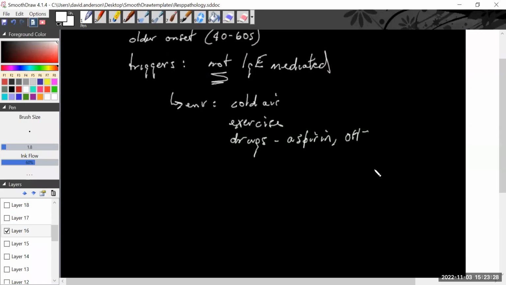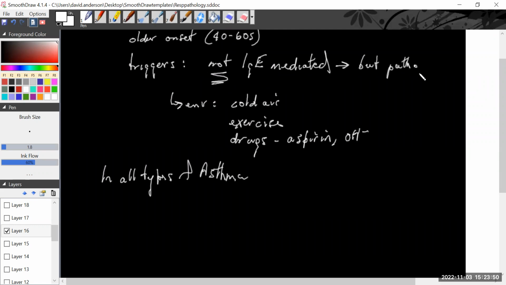Okay, now in all types of asthma, let's just write this down. Not IgE mediated, but the pathophysiology is the same other than the IgE. Everybody understand what I'm writing there? It's not IgE mediated, but everything else is the same.